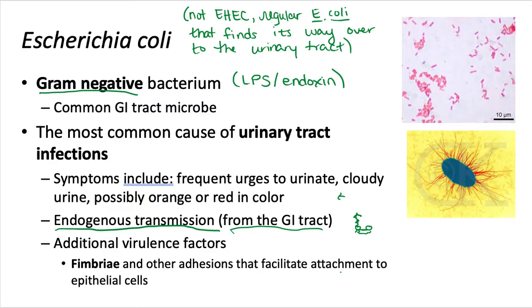All right, so you get a urinary tract infection. What are the symptoms? The number one symptom is a frequent urge to urinate. So you have to pee a lot. The urine might turn cloudy as growth occurs with the bacteria in the bladder. And if there's any tissue damage, that could cause some bleeding. And so the urine could have an orange or a red color to it.